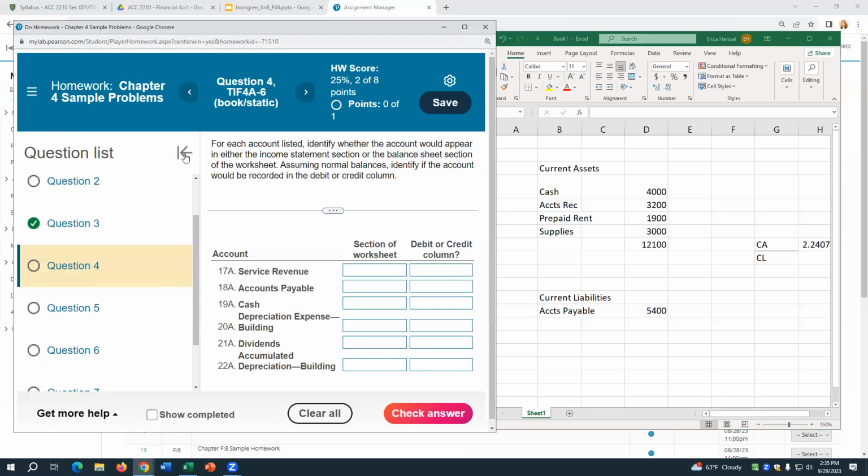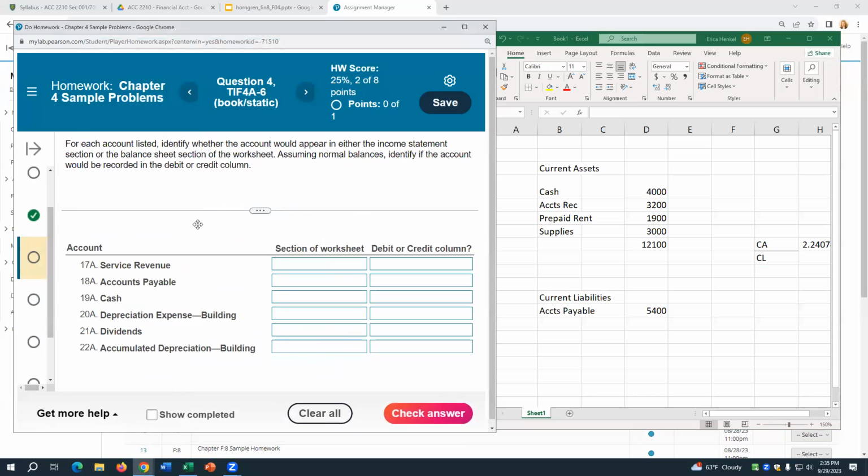So going back out here, I didn't have an example in here where we actually complete the worksheet, but they have a list of accounts here, and they're just asking, would this end up in the balance sheet portion of the worksheet or the income statement portion of the worksheet? And which column would it end up in?